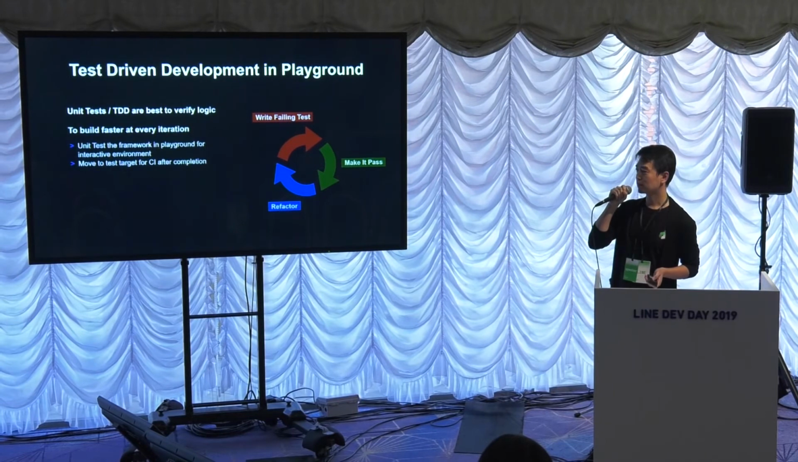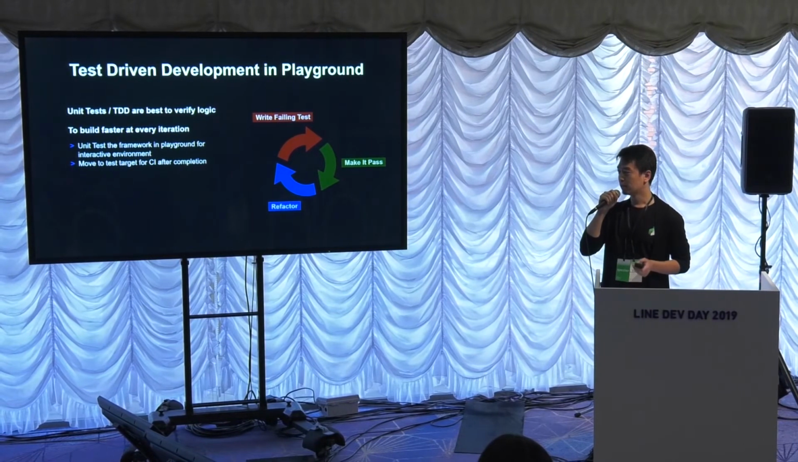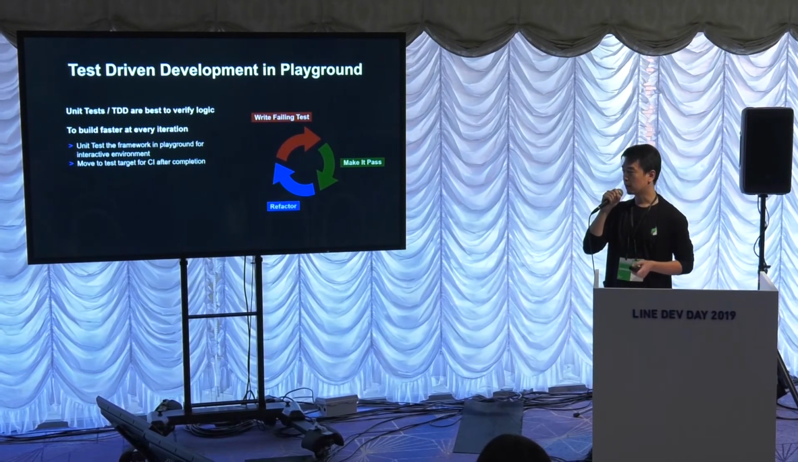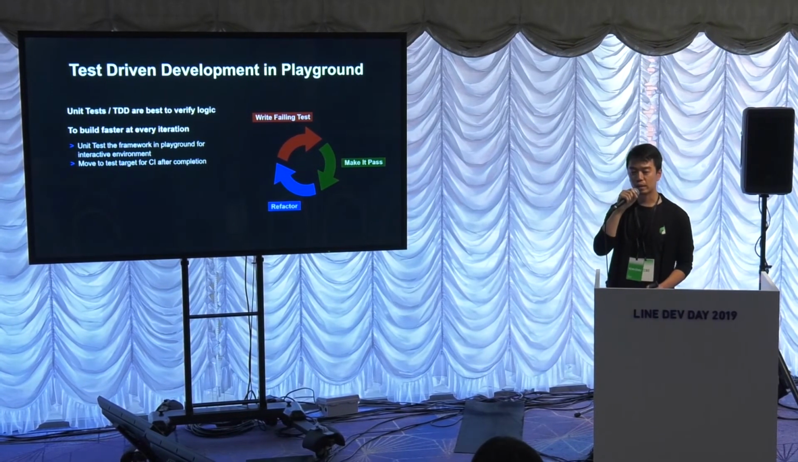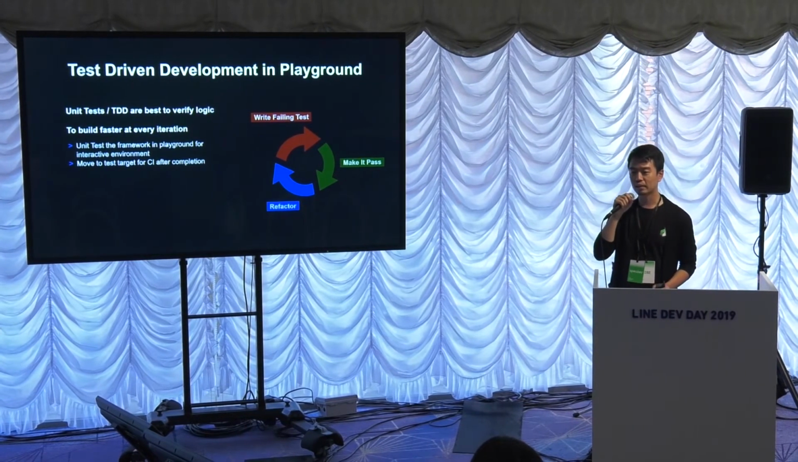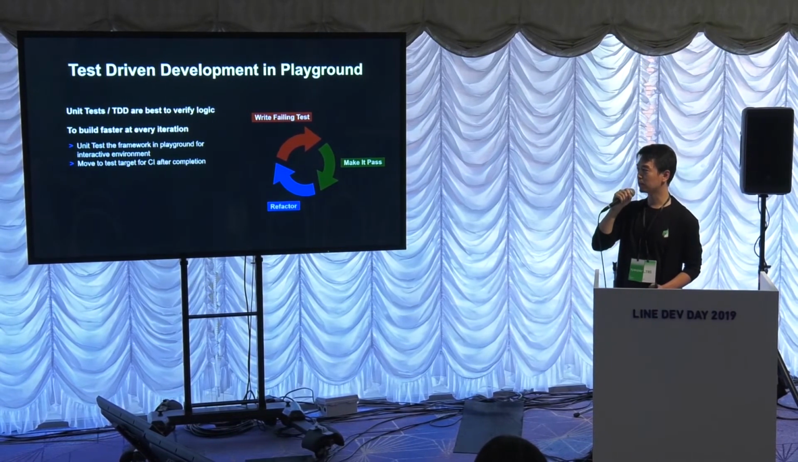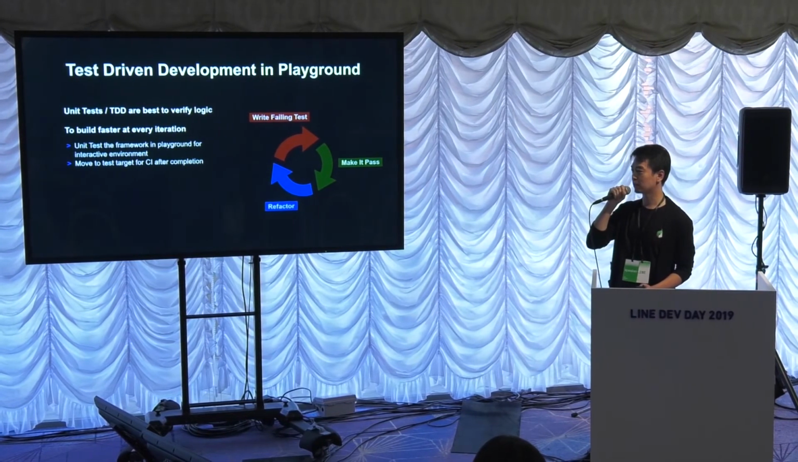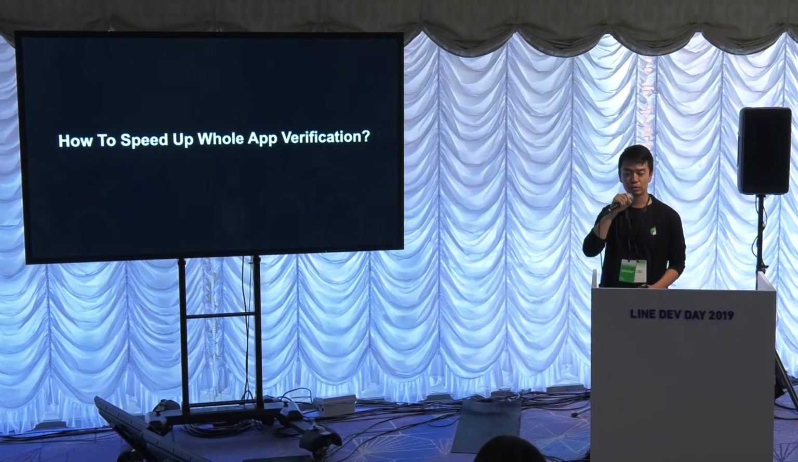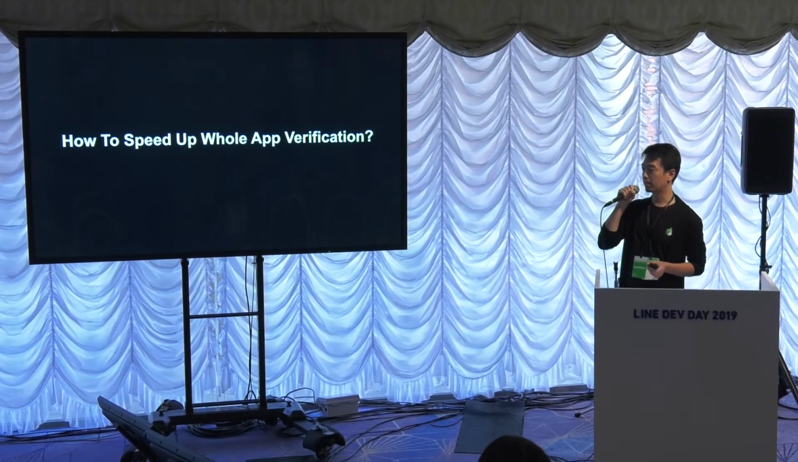To build faster at each iteration, we could unit test that framework in Playground for interactive environments, because Playground could run the code line by line, and it can display the variable result inline. So it's better, and it's recommended to use TDD in Playgrounds. And we could move to a test target for CI after compilation. After all the modules have been done, we still have to verify with the whole app level. So how do we speed up this whole app verification?